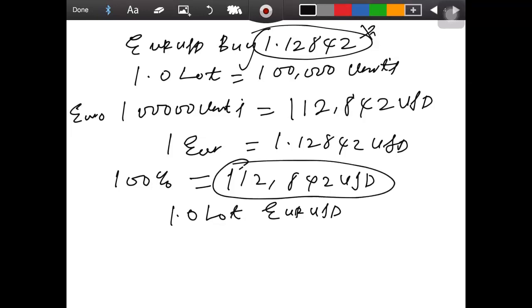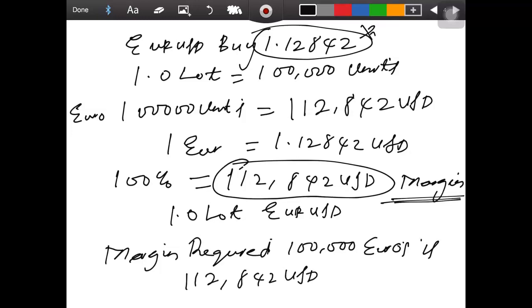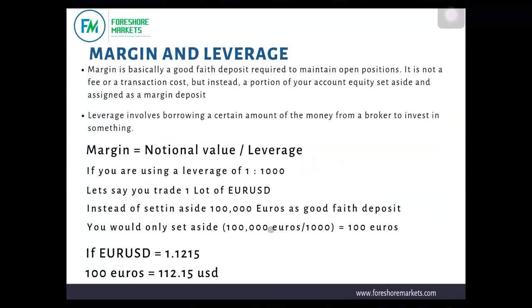Now, this is the margin you need. So this is the meaning of margin. Let's deal with margin first. Margin required to buy 100,000 euros is 112,842 US dollars. That is your margin. So now let's look at the definition for margin. Margin simply means basically a good faith deposit required to maintain open positions. It is not a fee or a transaction cost, but a portion of your account equity.